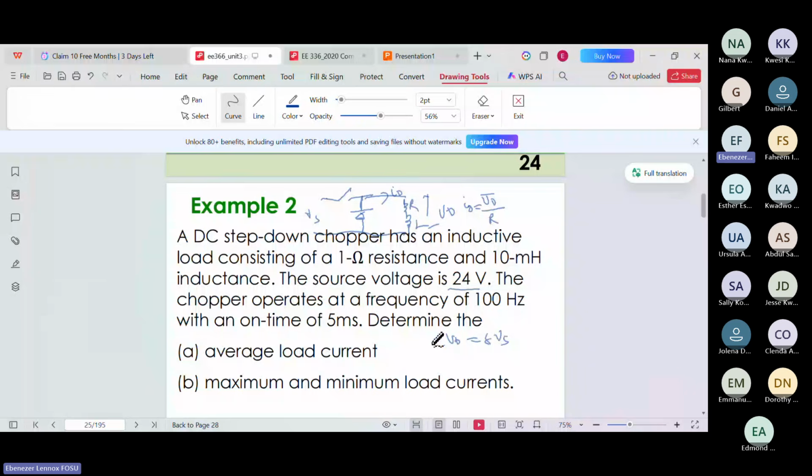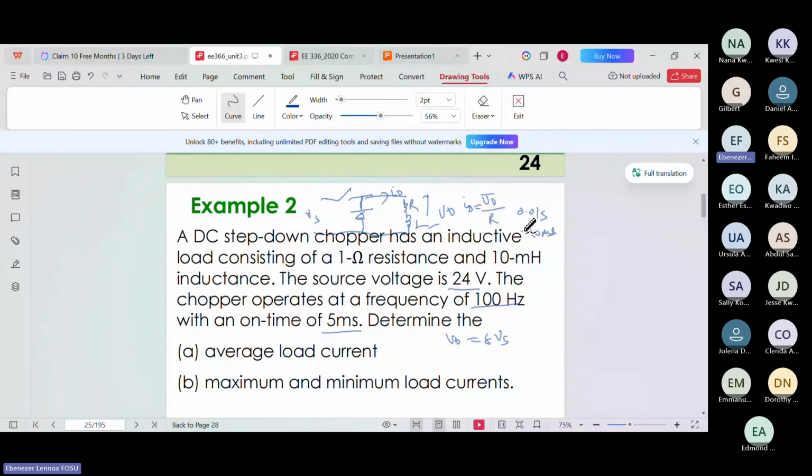We have to check the question. We've been given the on time as 5 milliseconds and the switching frequency as 100 Hz. From the switching frequency, we can calculate the switching period, which is 1 over F. So we have 1 over 100 as the switching period, which gives 0.01 seconds. Converting this to milli, you get 10 milliseconds. This is the switching period.